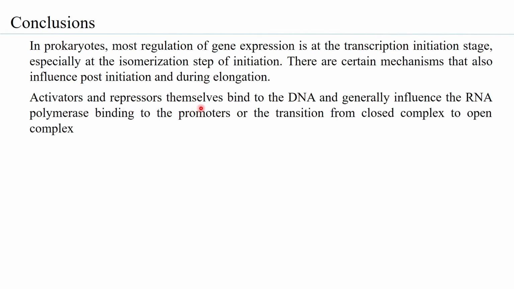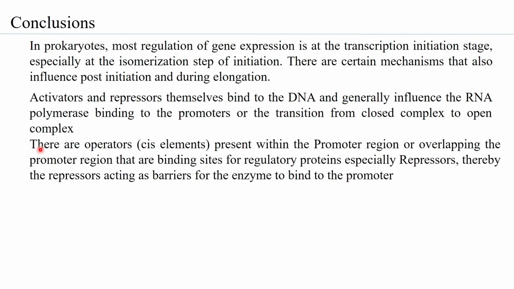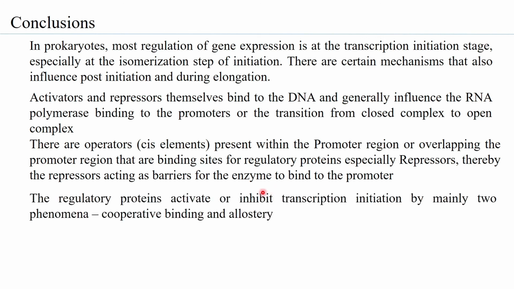Activators and repressors themselves bind to the DNA and generally influence the RNA polymerase binding to the promoters, or the transition from the closed complex to the open complex. There are operator regions, that is cis elements present within the promoter region or overlapping the promoter region, and these become the binding sites for repressor proteins. When repressors bind to these cis elements, they act as barriers for the RNA pol to come and bind to the promoter region, and hence transcription does not initiate.